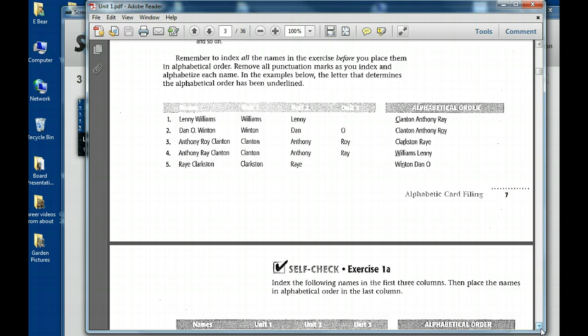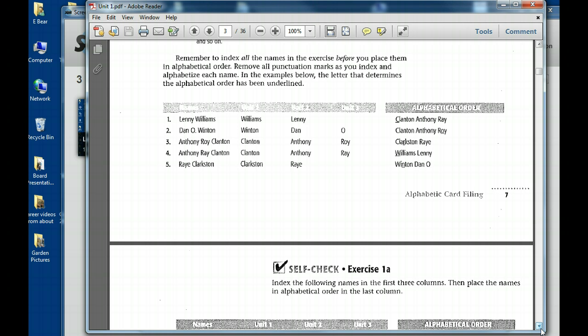We have 2 names that have the same last name of Clanton. These names will be our first 2 names, but we must decide which one goes first, Anthony Ray Clanton or Anthony Roy Clanton. Because the last names are exactly the same, we go to Unit 2, which is the first names. Once again, we have 2 names that are exactly the same, Anthony.